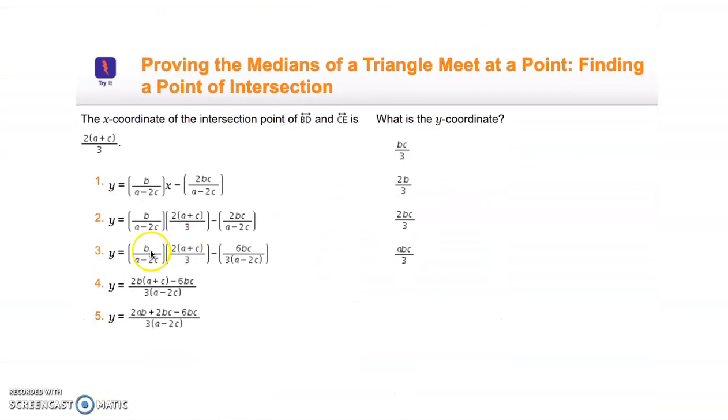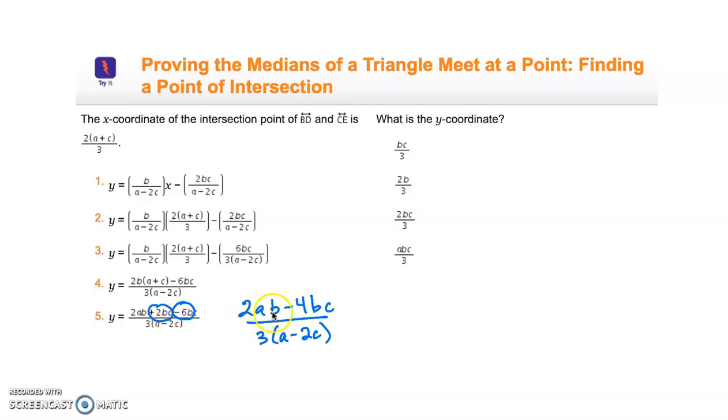Then the next section, it goes through and simplifies and combines like terms, and then it's basically asking what is the y-coordinate. We just need to simplify this. So if I take a look at this bottom one, I notice I have 2bc and minus 6bc. So I'm going to simplify that first. So I have 2ab, and 2 minus 6 is minus 4bc, all over 3 times a minus 2c.